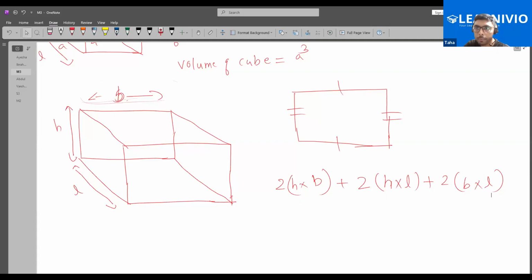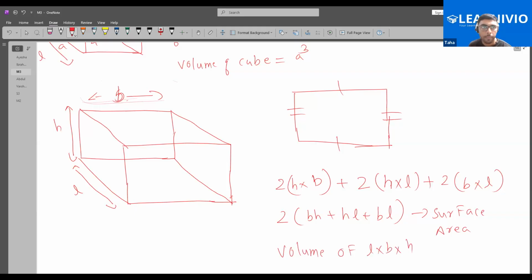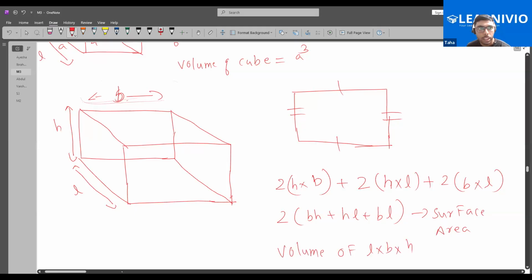Everyone understood this? Yes. All right. Okay. So basically, this is going to be your surface area. It's good that you understood, everyone. And volume is going to be pretty much simple. LBH. Okay. All right. So this is it.